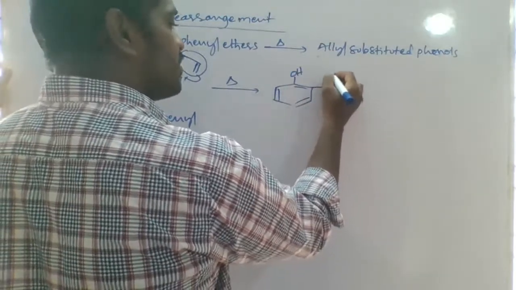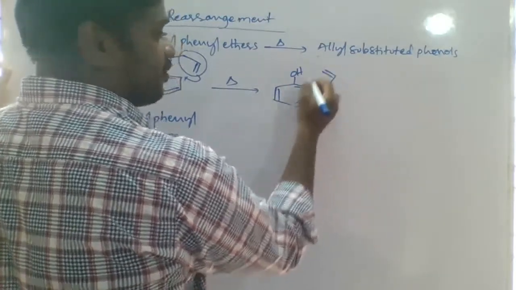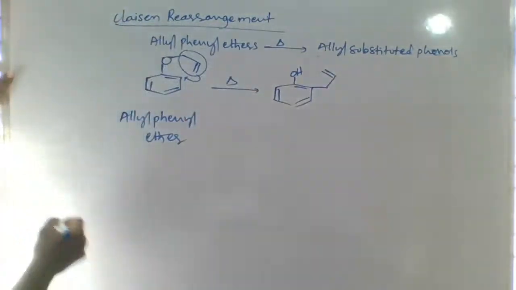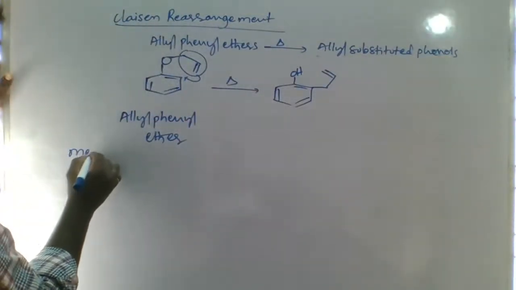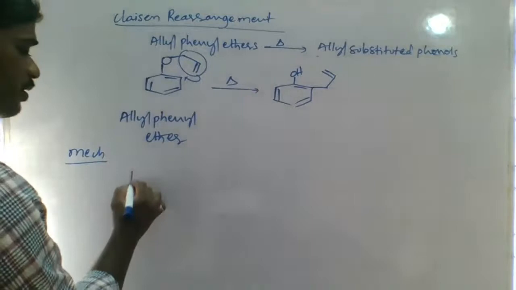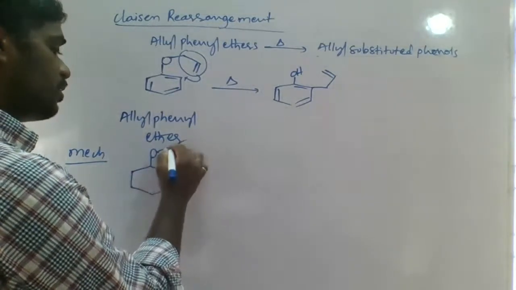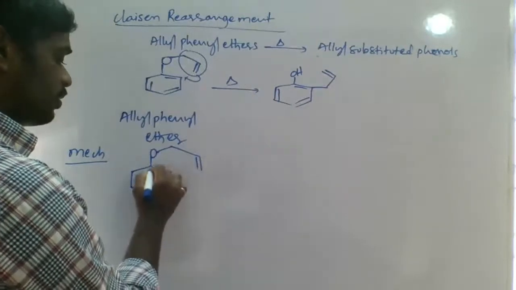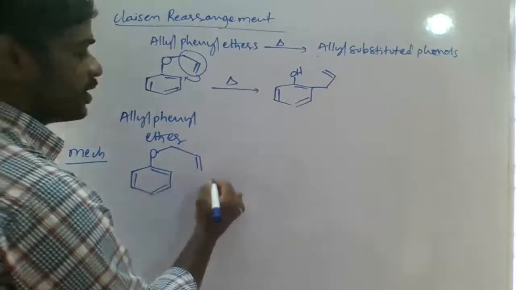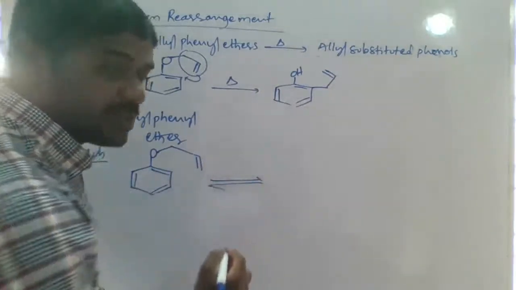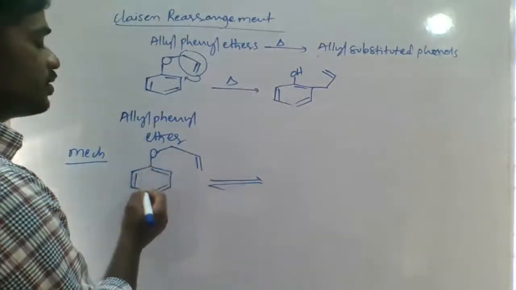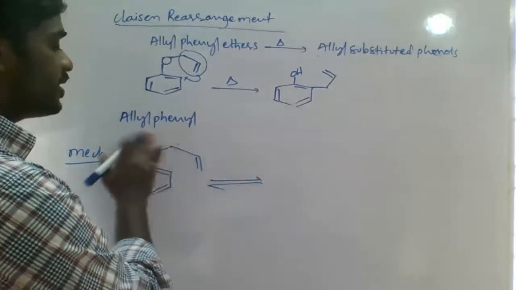Here, what is the substitution? The substitution is the allyl group. Allyl substituted phenol. Now see the mechanism. In the presence of heating, it involves a pericyclic reaction. So a 3,3 sigmatropic shift takes place.